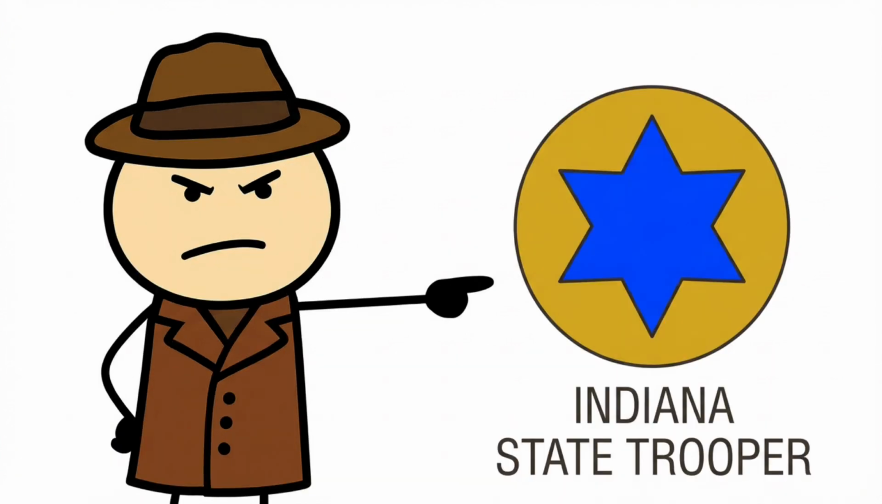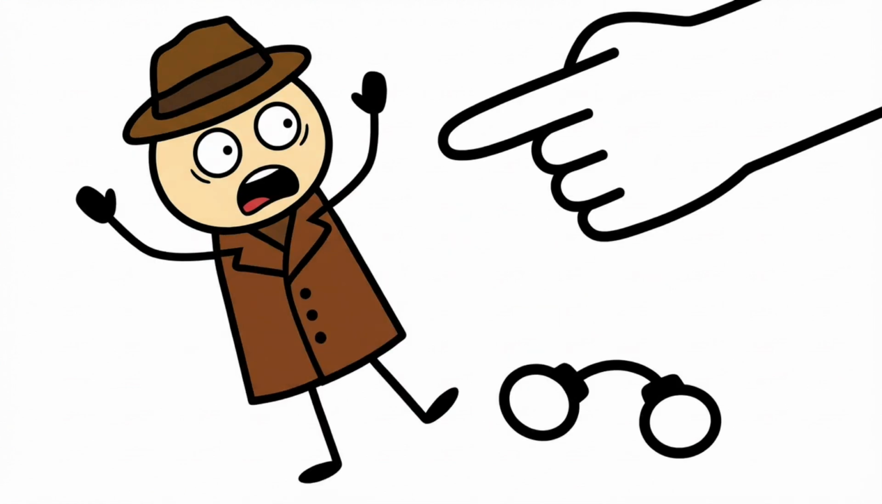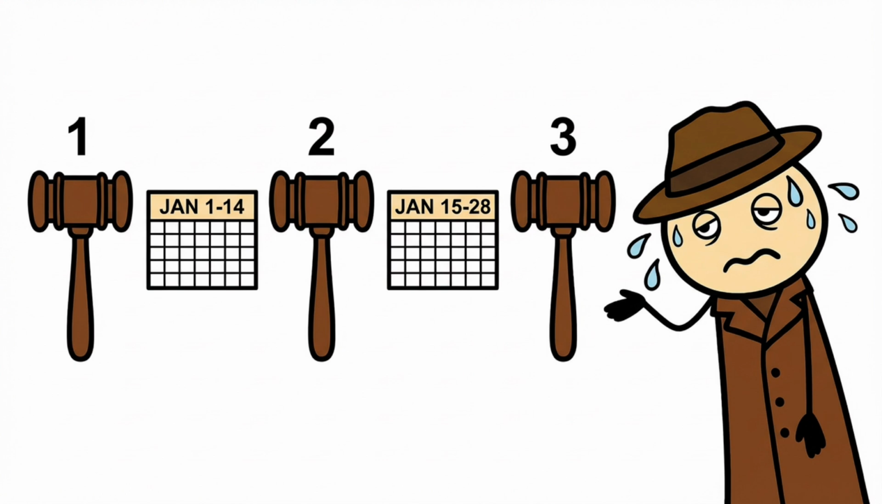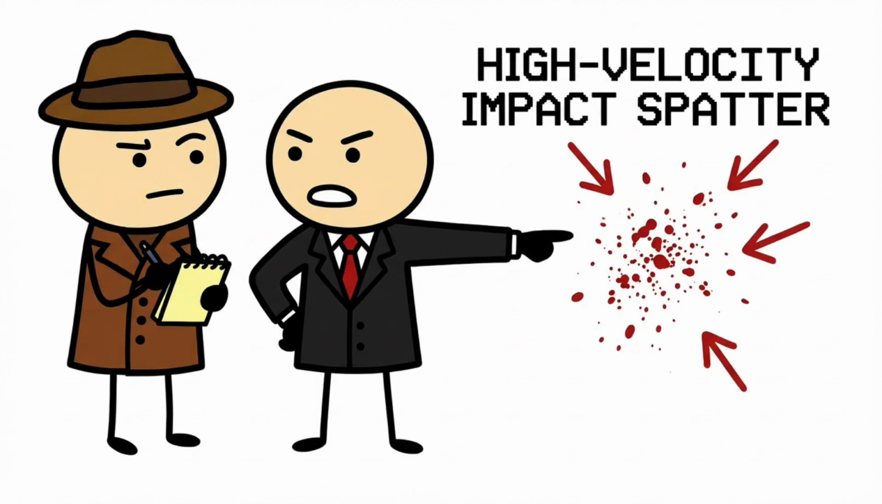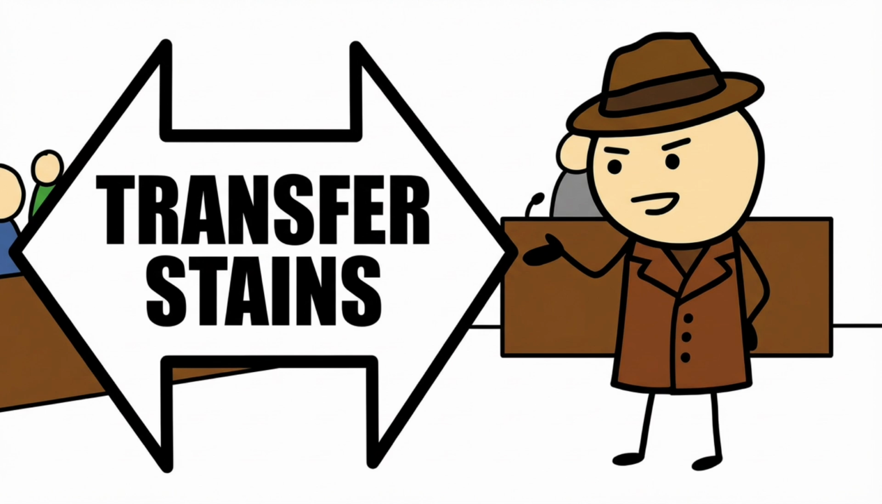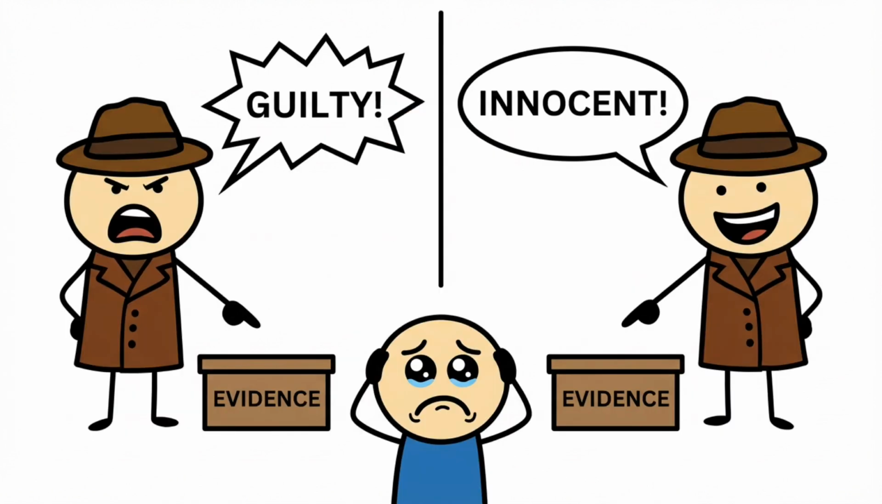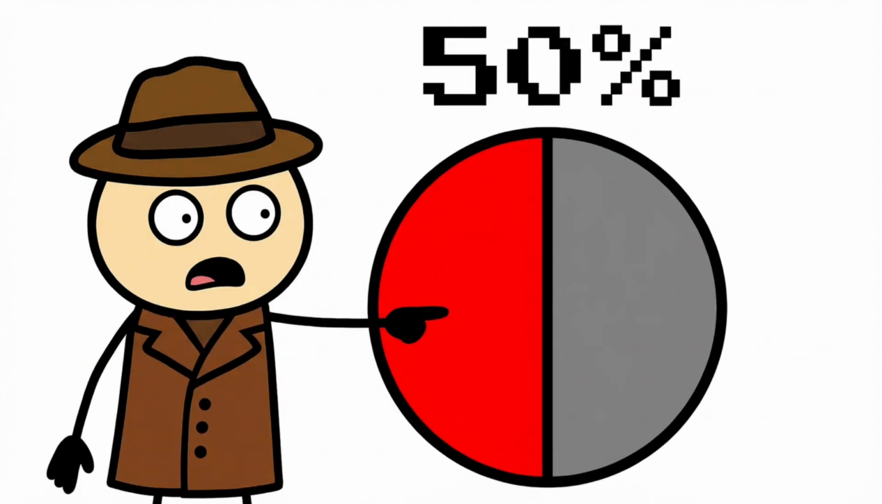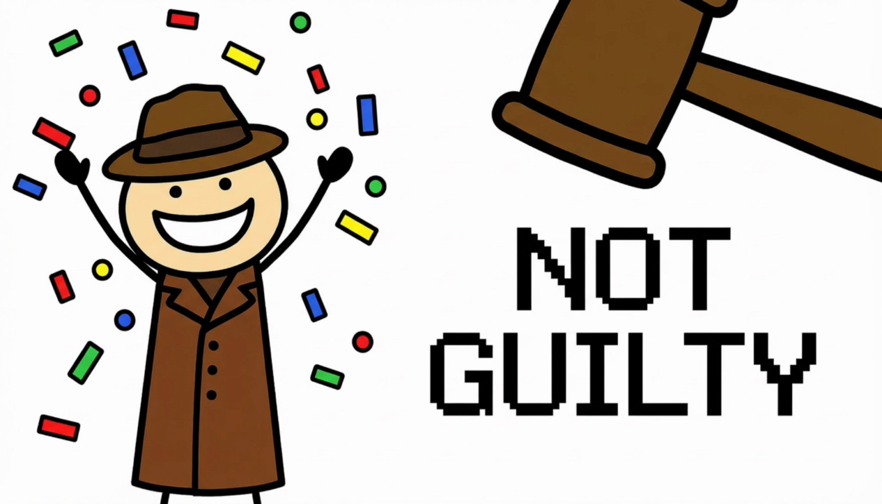David Camm, an Indiana state trooper, found his wife and 2 children shot to death in 2000. He was immediately charged with their murders. Over 3 trials, prosecutors presented bloodstain experts who testified that 8 tiny specks of blood on his shirt were high-velocity impact spatter from the shooting. The defense brought their own experts who said those were transfer stains from when Camm tried to help. Same blood, opposite conclusions. One witness noted this amounted to a 50% error rate. Camm spent 13 years in prison before being acquitted in 2013.